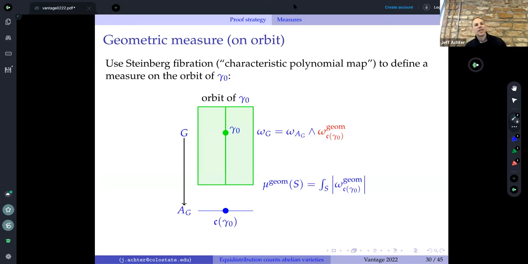And finally, there's the geometric measure, and it works like this. You've got the space of characteristic polynomials down here, and you've got your group up here. And this kind of behaves like a fibration. So if you look near your favorite point, there are directions which correspond to varying the characteristic polynomial, and there are directions which correspond to staying in the same orbit or the same conjugacy class. And you can use that to factor your favorite form as a differential form coming from the base and this other part. And this other part is a differential form that's just defined on this orbit. And so then if somebody gives you a subset over here, you can integrate this form over that set, and that's a way of defining a measure on the orbit.